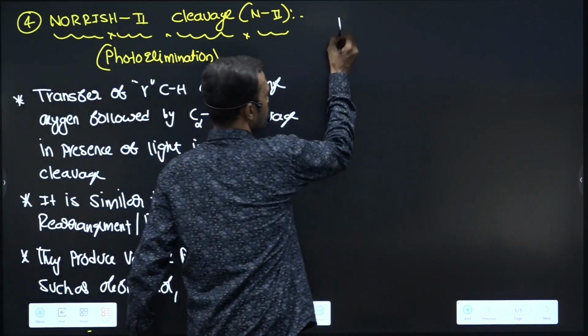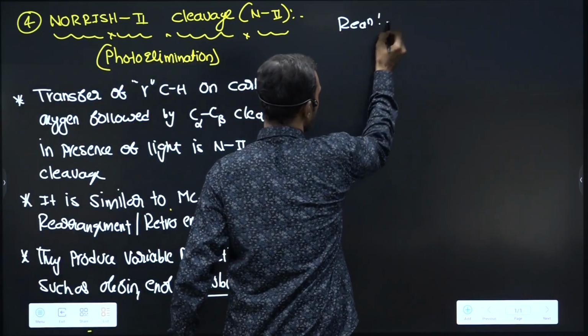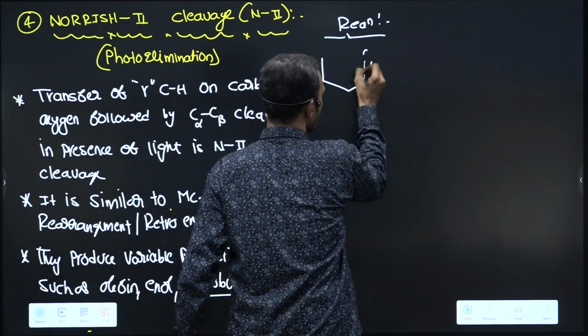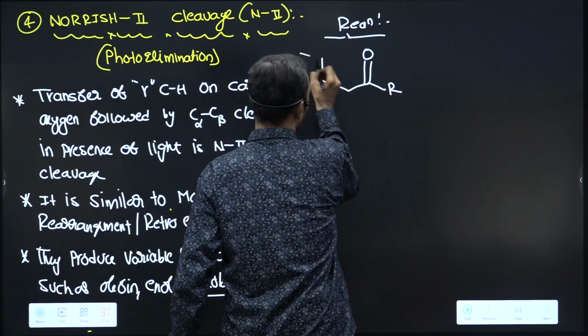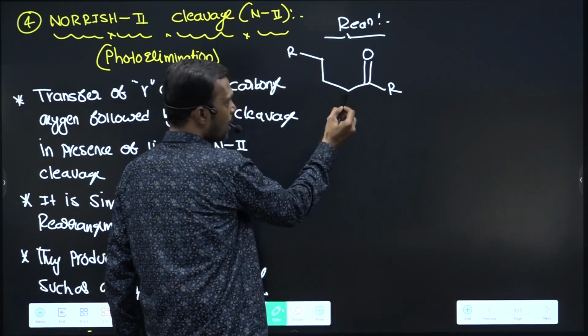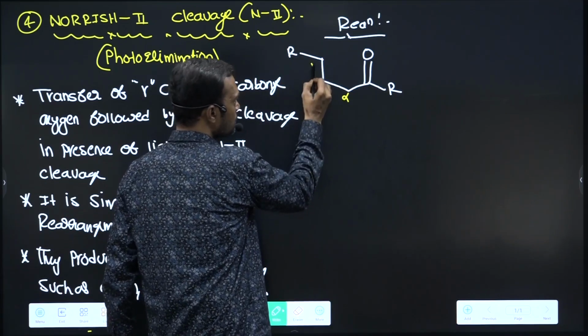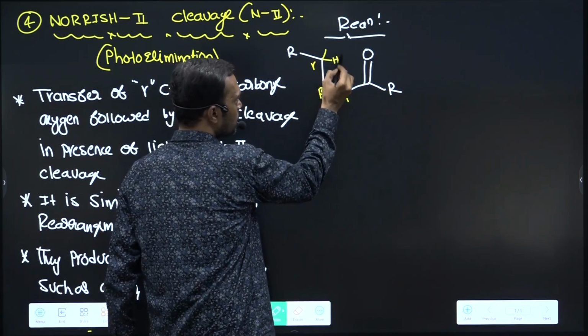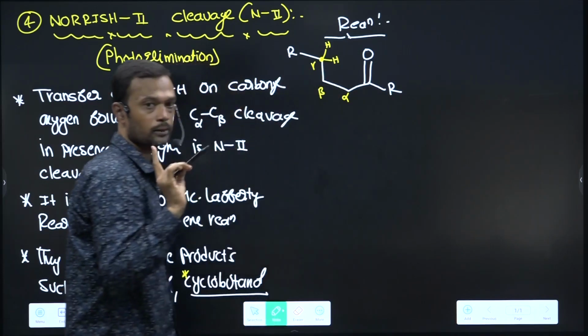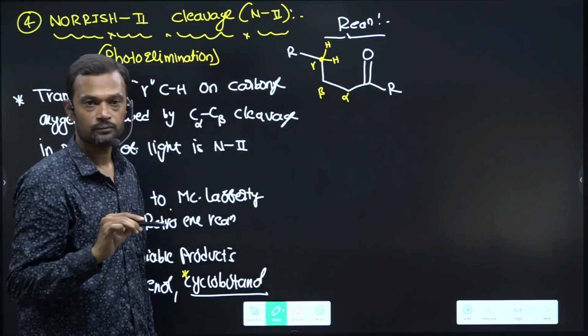Okay. So this is the actual reaction. Just see this. This is C double bond O, and here one more R. What is this carbon? Alpha, beta. This is gamma. Here at gamma, how many hydrogens are there? So the gamma carbon needs a minimum of 1 or 2 hydrogens. That is the first condition.